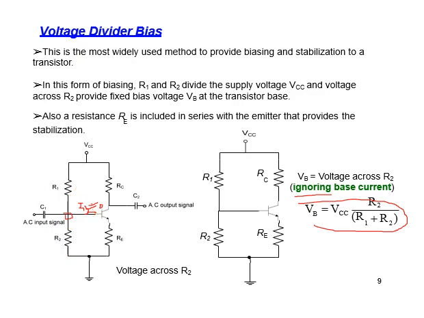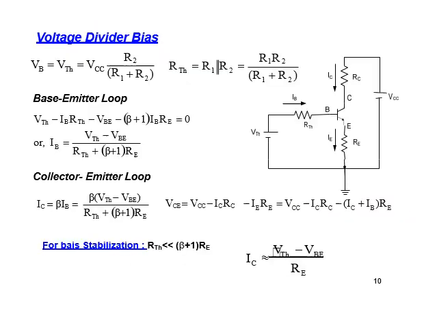So this circuit provides more stability as compared to the previous circuits. Here a resistance RE is inserted in the emitter section that will provide the stability to the circuit. Here in case of voltage divider bias, the circuit consisting of the combination of R1 and R2 can be replaced by a Thevenin equivalent that consists of a voltage VTH given by VCC into R2 upon R1 plus R2, and a Thevenin resistance RTH, that is the parallel combination of resistances R1 and R2, equal to R1 R2 upon R1 plus R2.